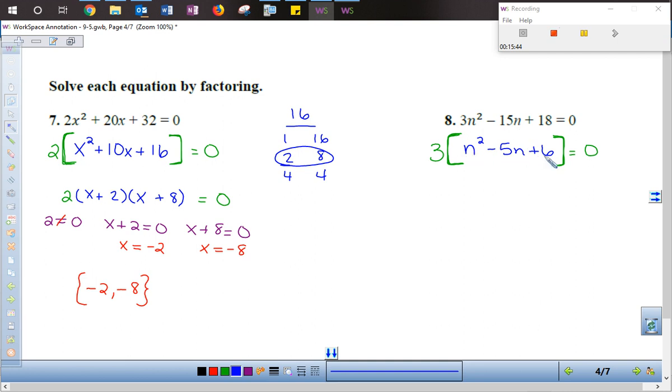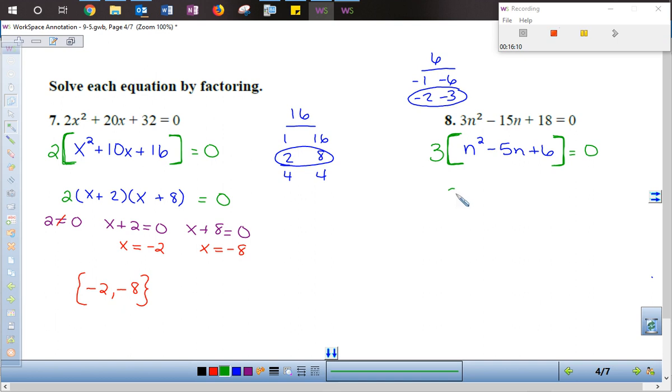I have 3 terms going on here, and my a value is 1, so I can easy factor. So all I need to do is find the factors of 6 that add together to be negative 5. So the factors of 6 are 1 and 6, and 2 and 3. But since I want them to equal a negative number, that means I need the negative factors. And my two numbers are negative 2 and negative 3.